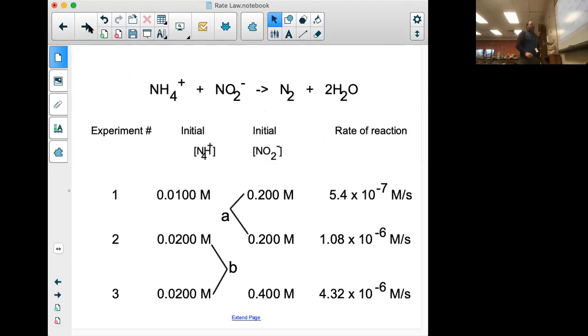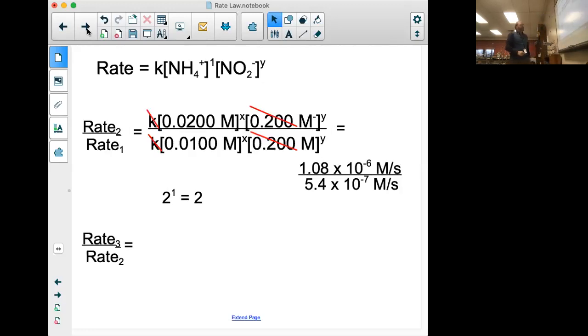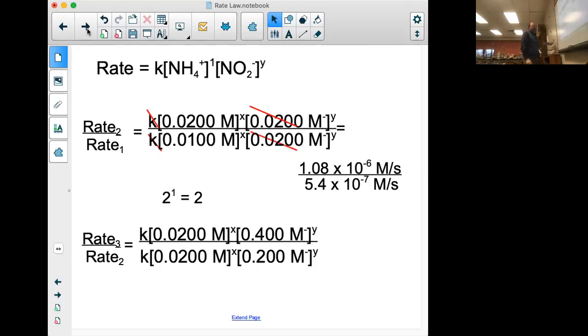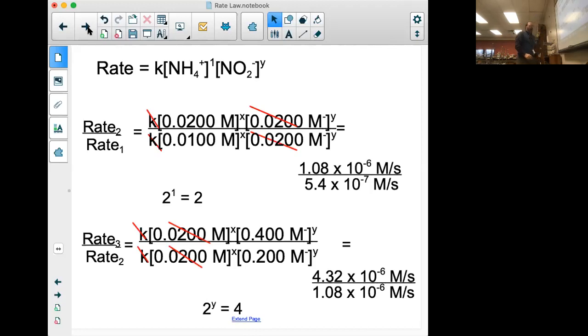All right, let's do the second value between reaction 2 and 3. So there, we're going to take the setup, 3 over 2, and put our values in. Again, the k's will cross out. The concentrations of ammonium this time will cross out. And we're getting a relationship of 4.32 times 10 to the minus 6 molar per second over 1.08 times 10 to the minus 6 molar per second. That's going to be 2 to the y, which is equal to 4. What value gives me 4 if I take 2 to some exponent? Of course, that's 2. That means that my exponent for nitrite is going to be 2. Now, that's my rate law.